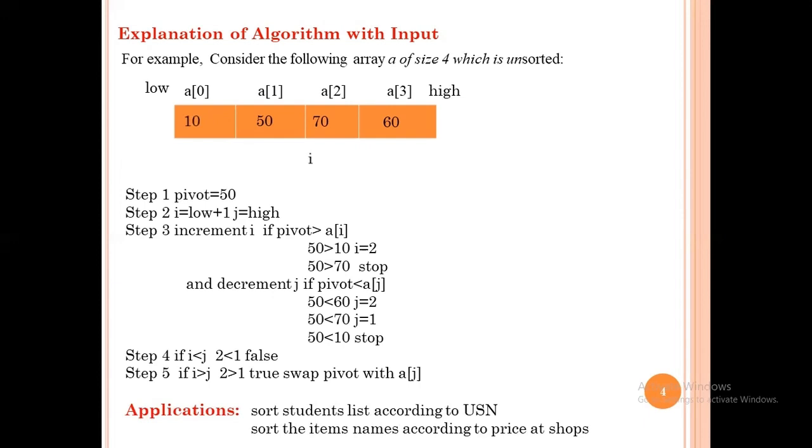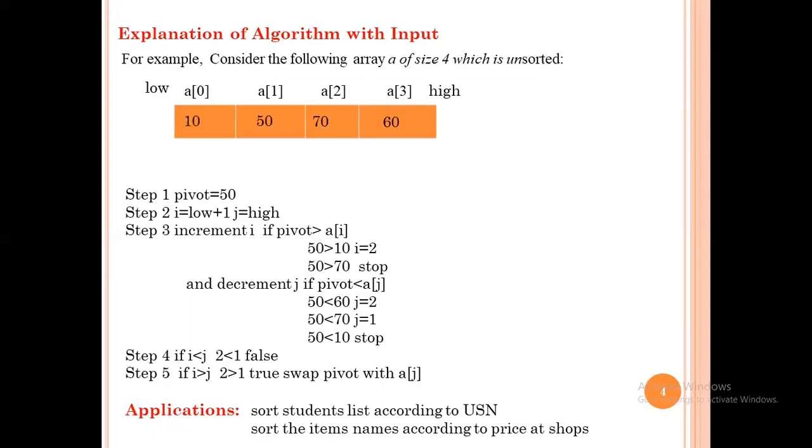Next, in the same manner, we need to process the left hand part. The left hand part contains 10. The right hand part also we need to process. The right hand part contains 70 and 60. The same concept is applied to these two parts separately.